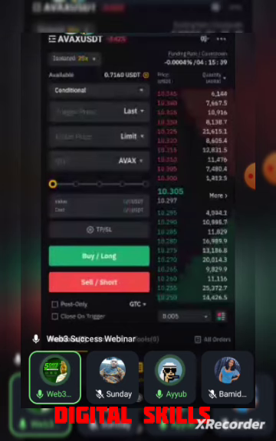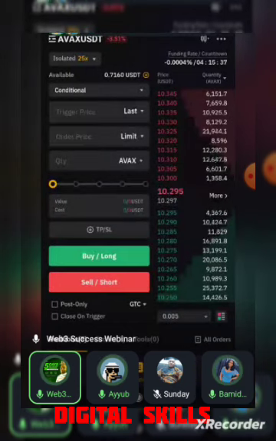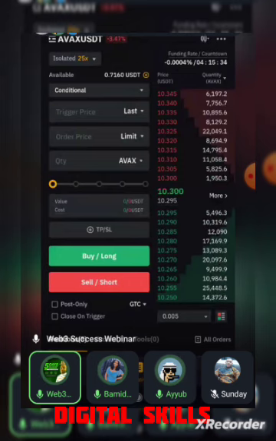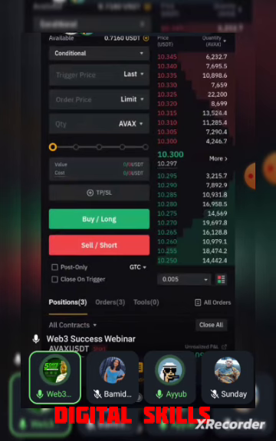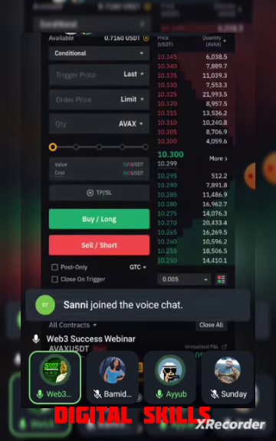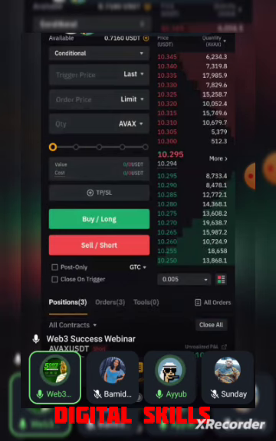I hope you get that now. The only difference between them is that on Bybit it is limit, on Binance it is limit. On Bybit it is market, on Binance it is market. On Bybit it is conditional, on Binance it is stop limit. That is just the difference.